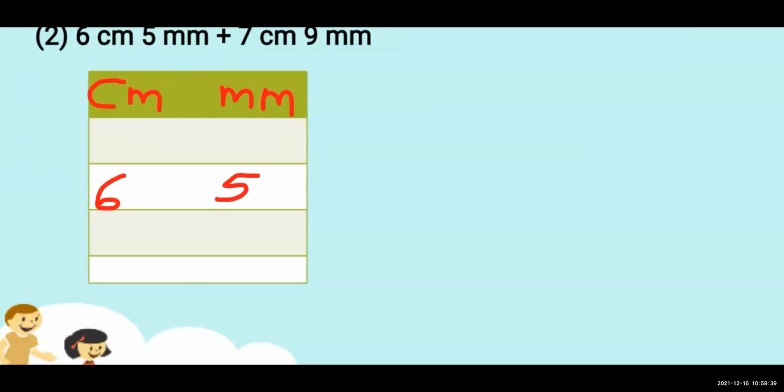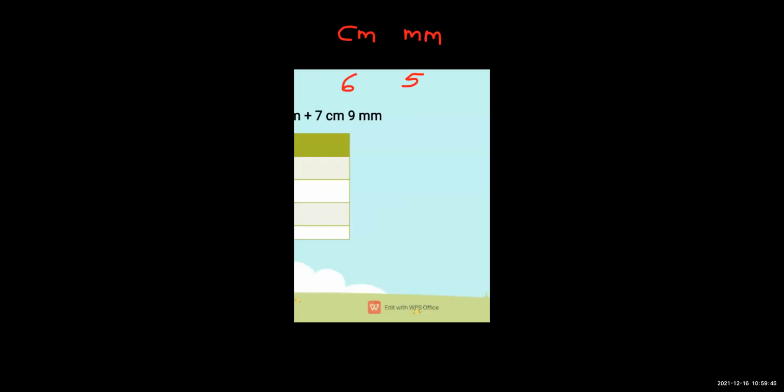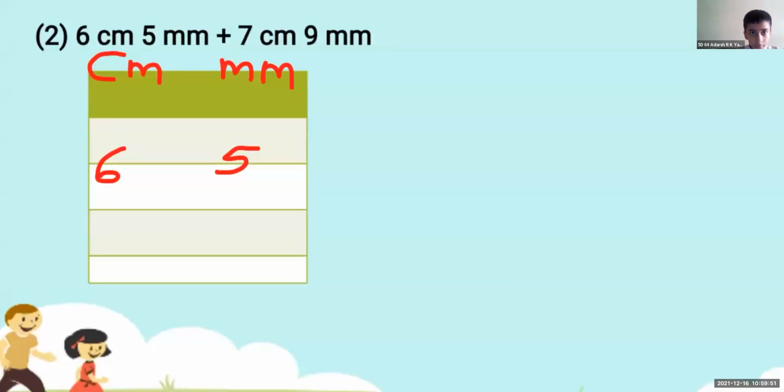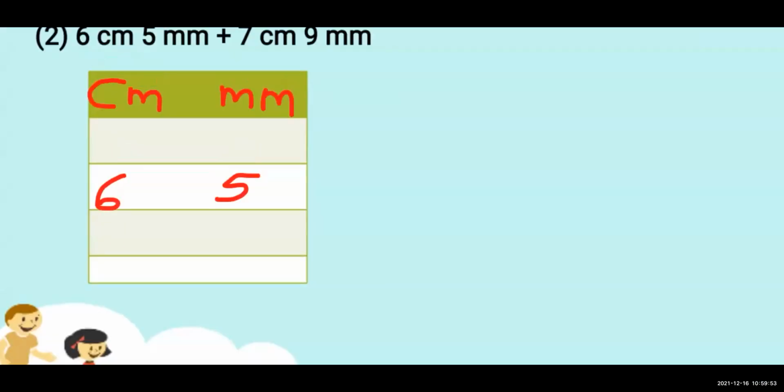I have unmuted you. Adarsh RK. What will be the next step? We will write 7 in the centimeter column and 9 in the millimeter column. Okay. Chalo. Mute yourself. Now next is Krutika.